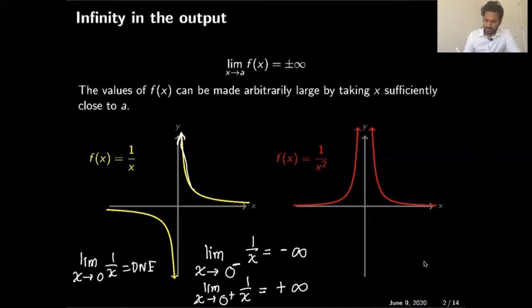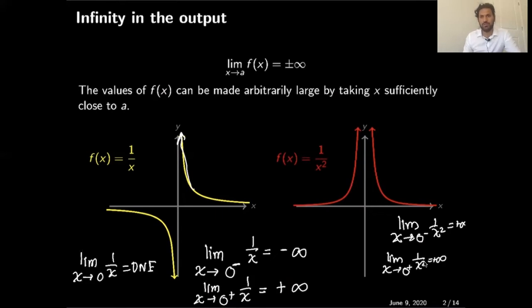In contrast to that, for this function, if you approach 0 from the left of 1 over x squared, as you can see, the output is getting larger, so it's going to positive infinity. Also, when you approach 0 from the positive side, your output 1 over x squared is again a large positive number because you have a square in the denominator. So in that situation, the limit as x approaches 0 of 1 over x squared is positive infinity.